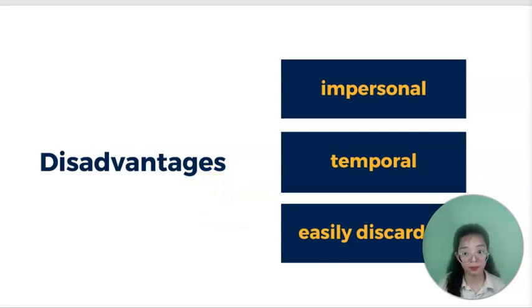So second, leaflets are temporal. Like other print publications, leaflets have limited lifespan in terms of time. This is because they contain specific information that is time sensitive. This information may become outdated or less relevant as time passes.